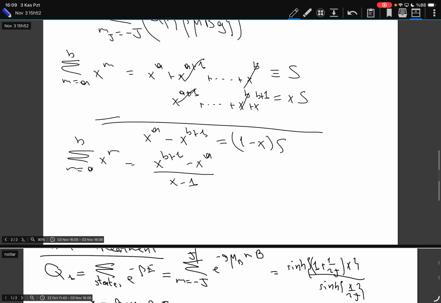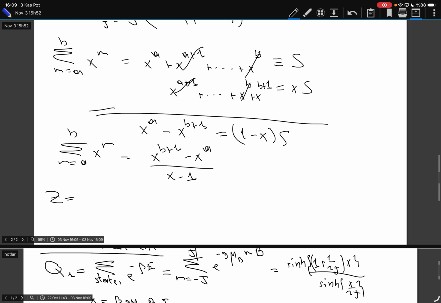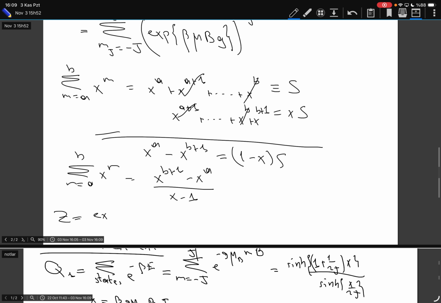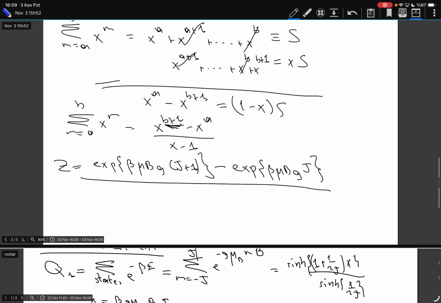Okay, so let's apply it over here. My partition function is the exponential of beta mu_B g times (j plus 1), the first term that is not in the sum, the term after the last term, minus the first term in the sum, times j, divided by whatever that factor is, minus 1. This is my partition function.